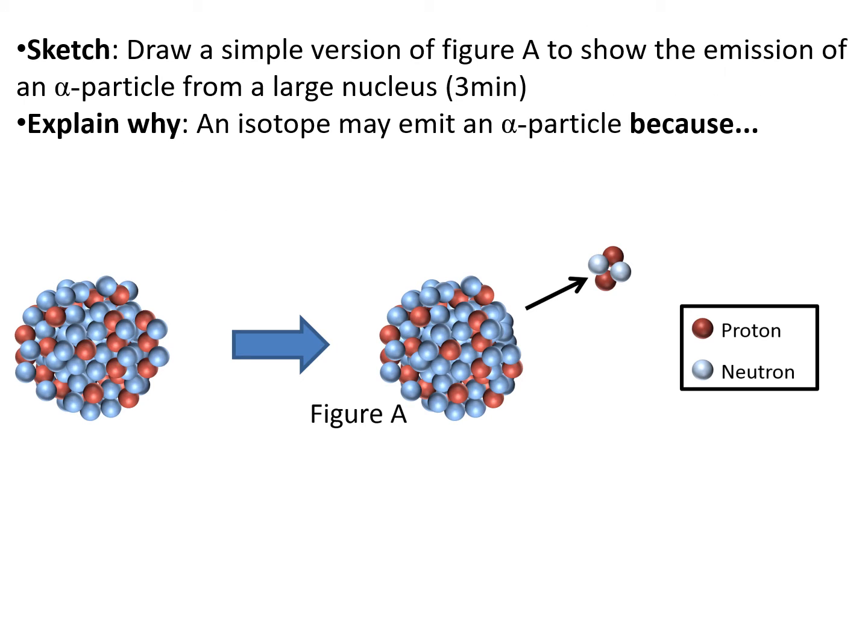In your notes, you should sketch a simple version of figure A to show the emission of an alpha particle from the nucleus. Then explain why an isotope may emit an alpha particle.